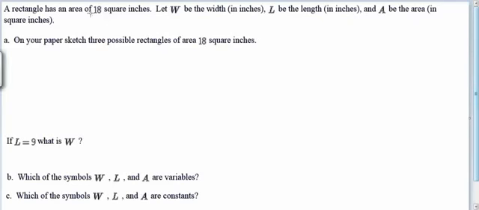In this example, we're told that a rectangle has an area in square inches, and three variables are defined: W, which will represent the width, L, which will represent the length, and A, which will represent the area.